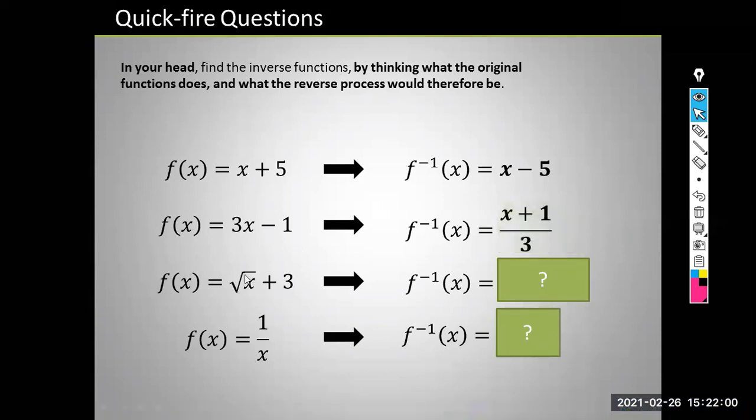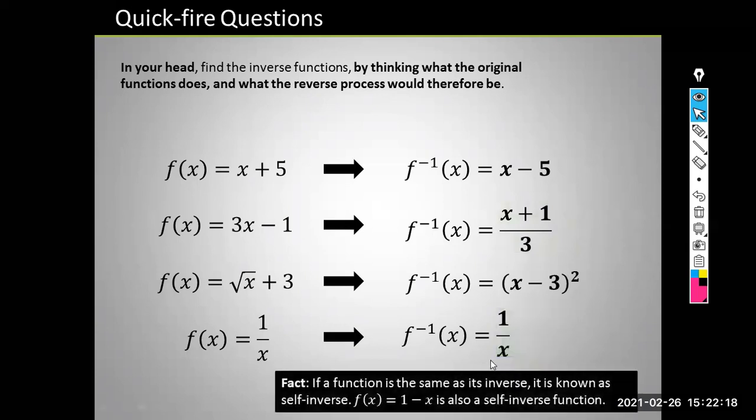What about this? x minus 3, all squared. Okay, very good. x minus 3, you minus 3 first, and then to remove the square, we need to take the square root. Then this one will be the same, which is 1 over x. This function is called self-inverse.